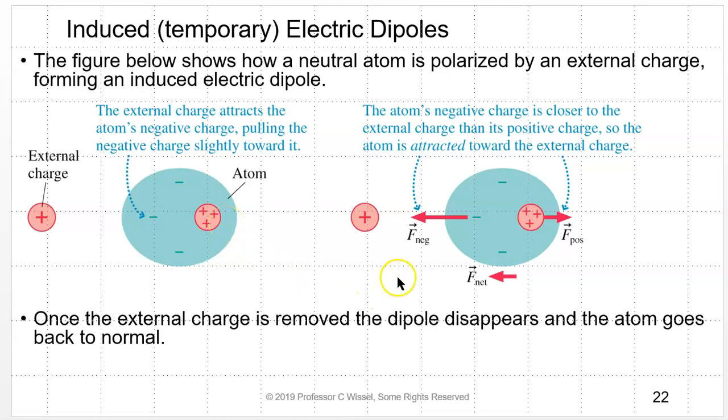Now, the net effect of this, as we talked about before, is that there will be a net attractive force toward the external charge due to the difference in forces induced here. Once you remove the external charge, this whole business disappears. The nucleus of the atom ends up centered again inside the electron cloud, and the atom goes back to normal, the forces disappear, the dipole disappears, and everything's back to normal.